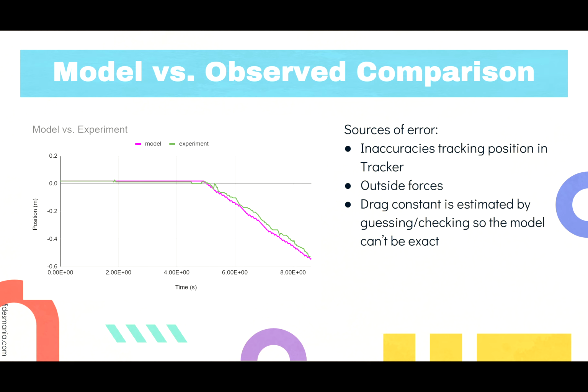Here's a graph comparing the data extracted from the observed and model position versus time graphs. You can see that the line representing the model diverges pretty consistently from the observed position. Sources of error that can explain the inconsistency between the model and observed positions are inaccuracies in tracking position in Tracker and other potential outside forces acting on the slinky. Another thing that contributes to this inconsistency is the fact that the drag constant was computed through trial and error, so the model overall is not exact.